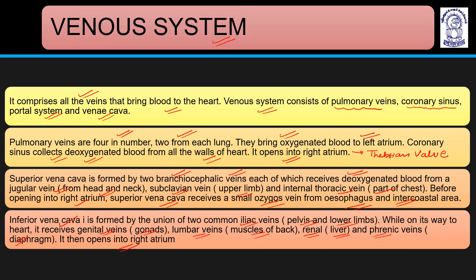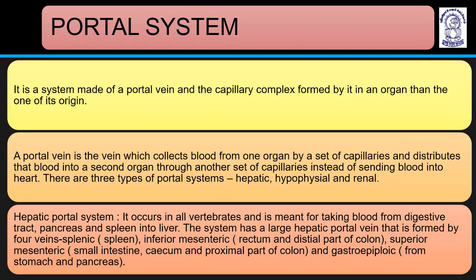The inferior vena cava is formed by the union of two common iliac veins, that is, from the pelvis and lower limbs. While on its way, it receives blood from the gonads through genital veins, lumbar veins carrying the deoxygenated blood from the back, then the renal vein from the kidney, the hepatic vein from the liver, and phrenic veins from the diaphragm. It then opens into the right atrium.